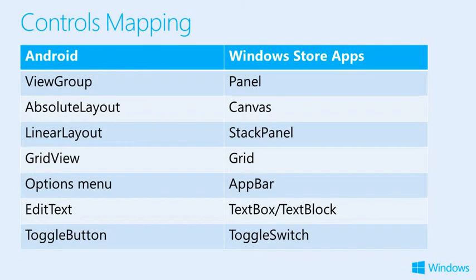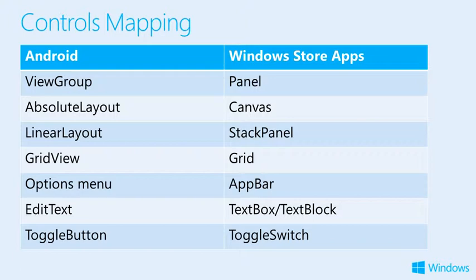Accordingly, some of the widgets in Android can map similarly with Windows Store apps controls. For example, panel is similar to view group. It's an abstract object of layout controls. Canvas is like absolute layout. It is used to place the controls with absolute coordinates. Stack panel is like linear layout. It can place the controls one by one. Grid panel is comparable to grid view. It divides the client area into rows and columns.